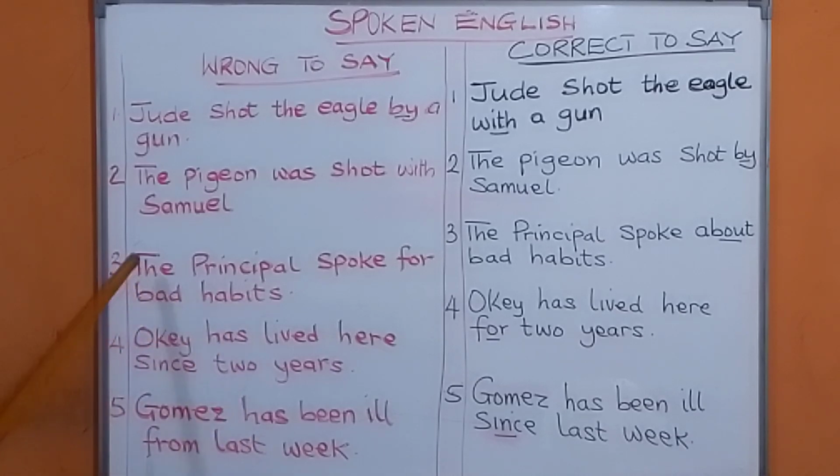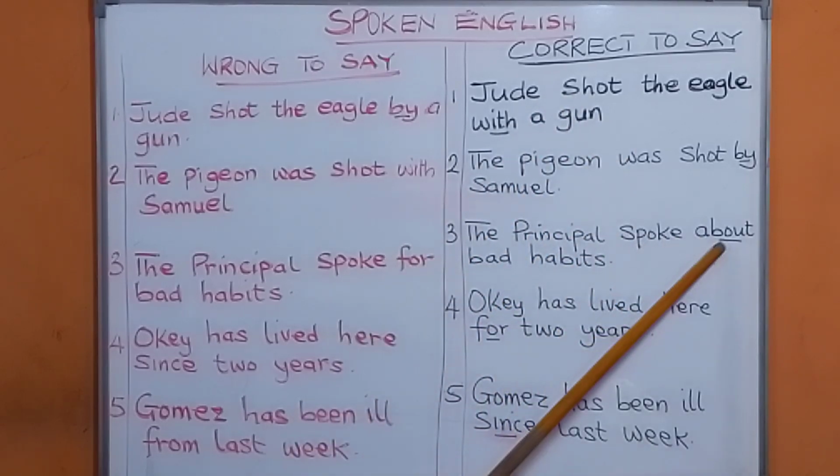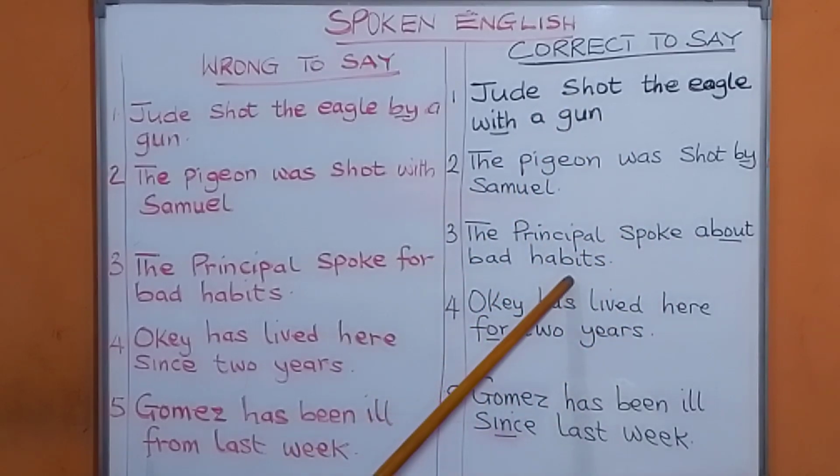Let's go to number 3. The principal spoke for bad habits. Wrong to say. The correct way to say that is: the principal spoke about bad habits.